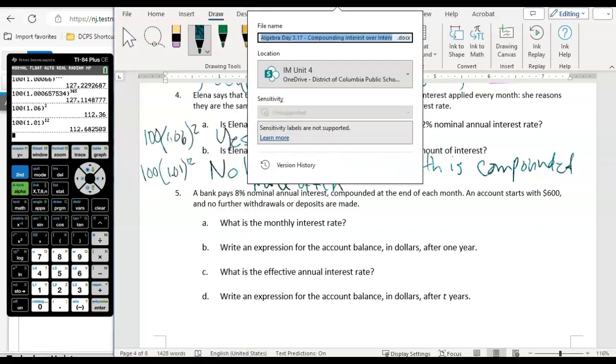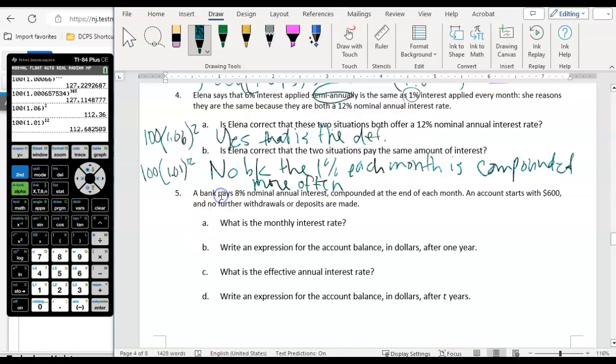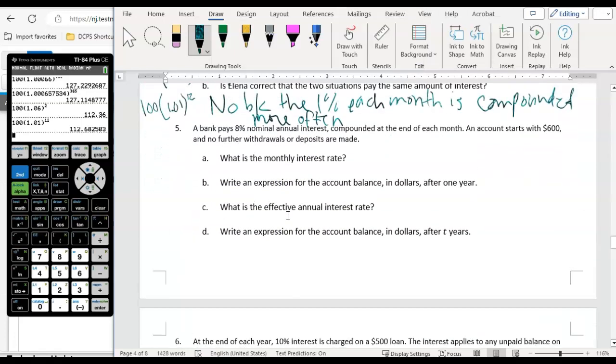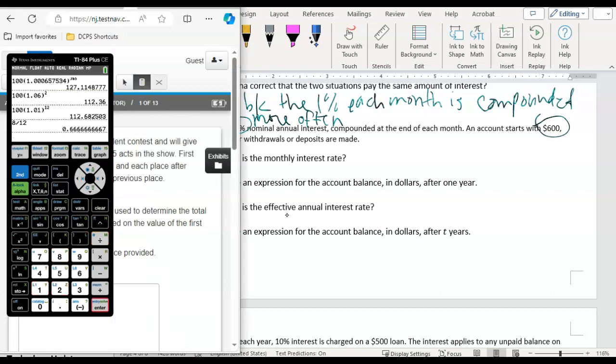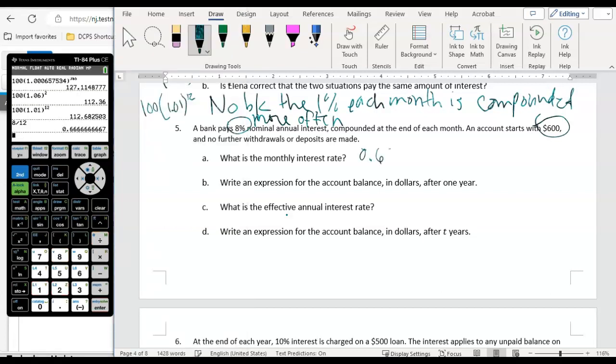All right. Number 5, a bank pays 8% nominal annual interest compounded at the end of each month. An account starts with $600 and no further withdrawals or deposits are made. What is the monthly interest rate? All right, so 8% nominal annual interest compounded at the end of each month. So 8% is now being broken up, because that's the nominal interest, 8% is going to be broken up into 12 months. So 8 divided by 12 gives us 0.66666%.